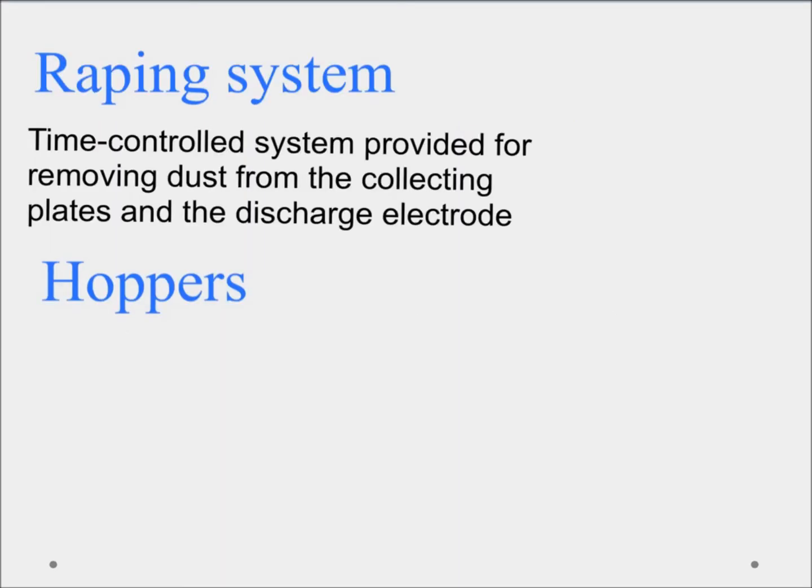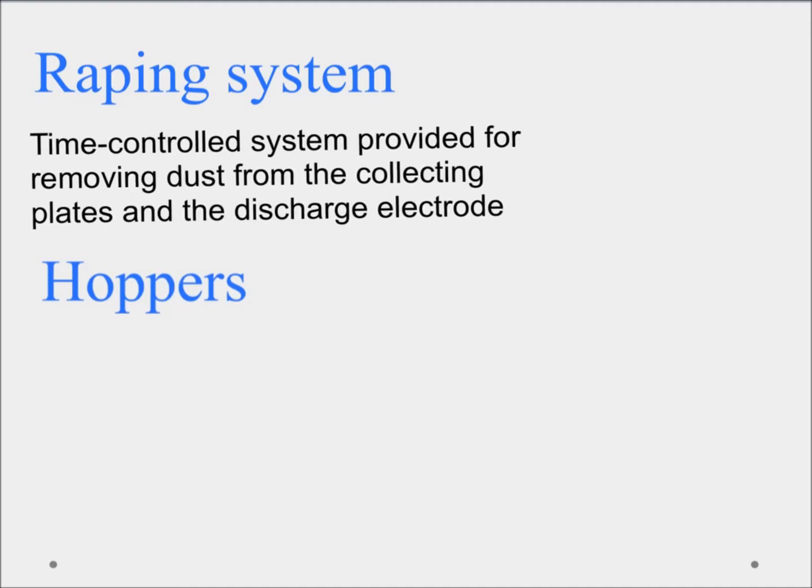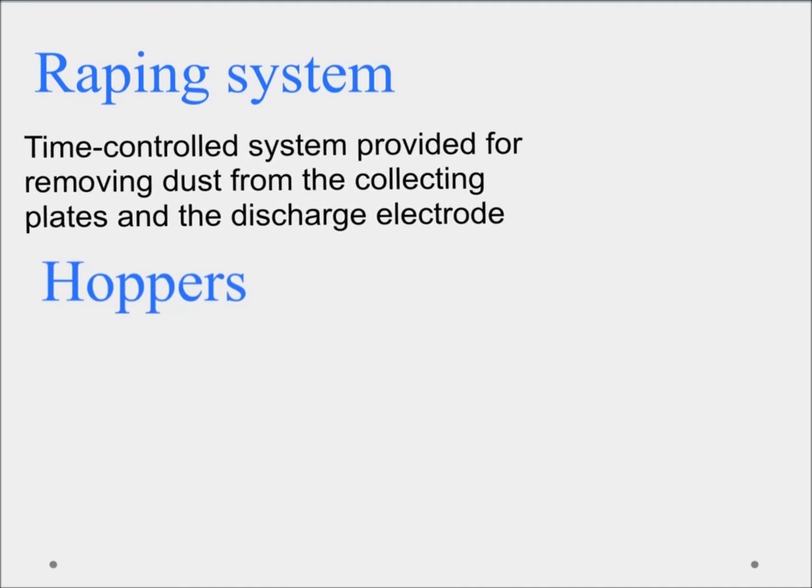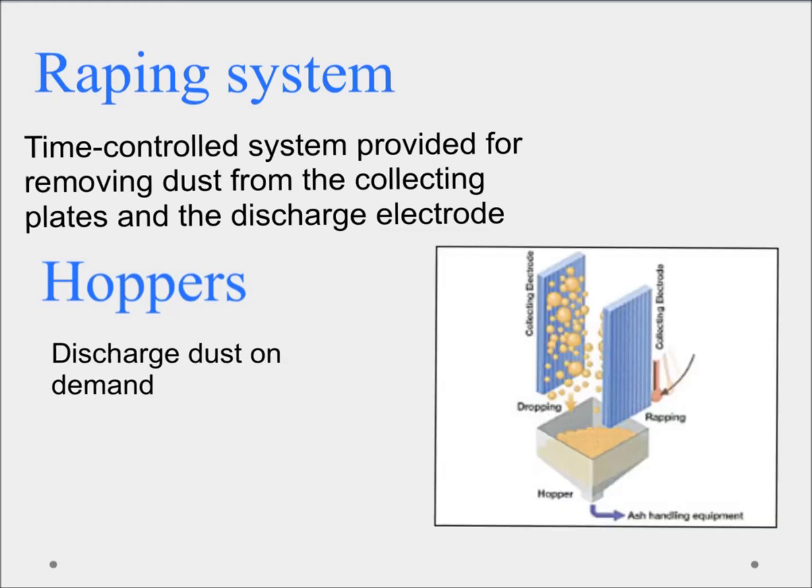The next one will be the rapping systems. Rapping systems are time control systems provided for removing dust from the collecting plates and the discharge electrodes. They are also powered by electrical, pneumatic power, or mechanical means. Hoppers. Hoppers are used to completely discharge dust load on demand. And here are some pictures for you to see examples of rapping systems and hoppers. This is the rapping system and this is the hopper.